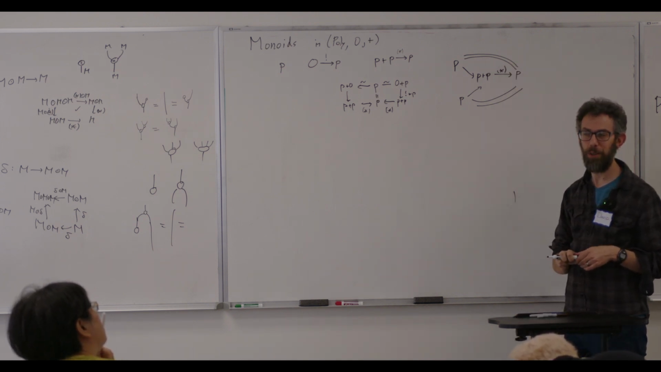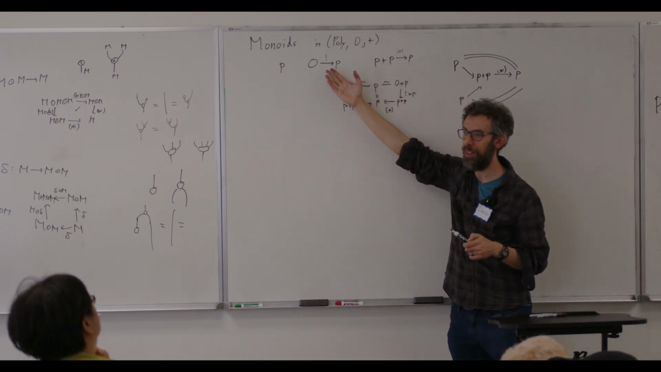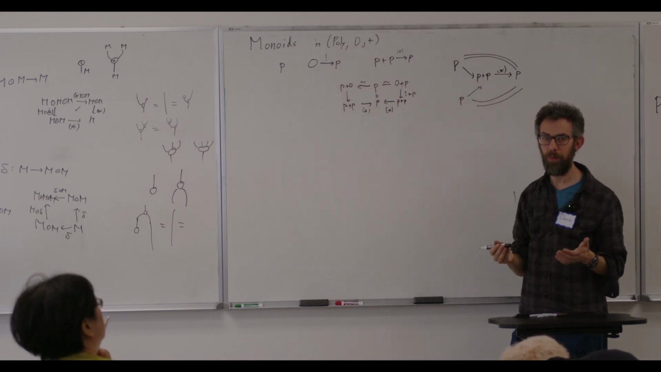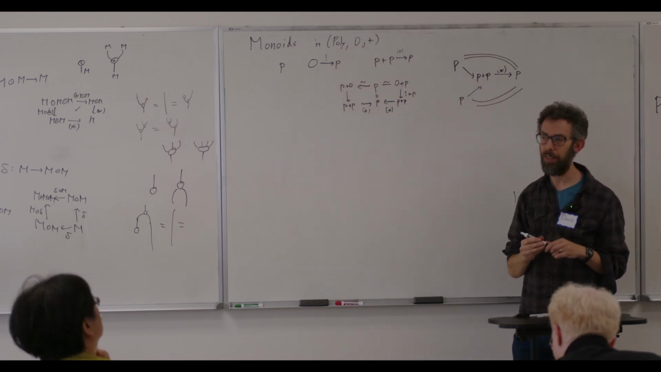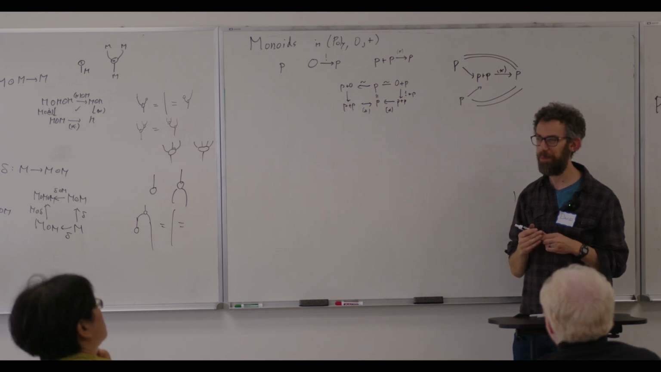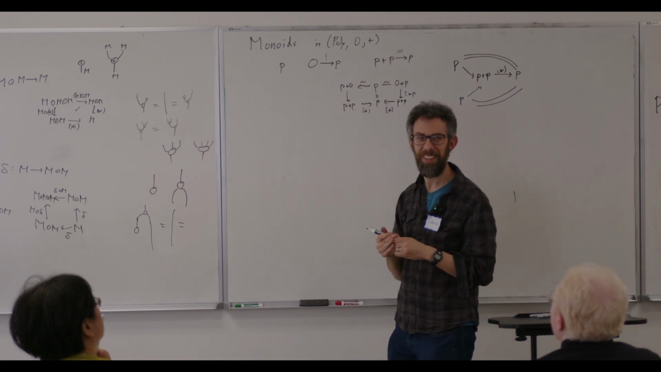Does anyone know what's going on? I'm trying to say that if you want to give me a monoid in this monoidal category, what is it? What do you know about it? I'm starting with a dumb example because there's going to be nothing going on here. It's going to be very disappointing.